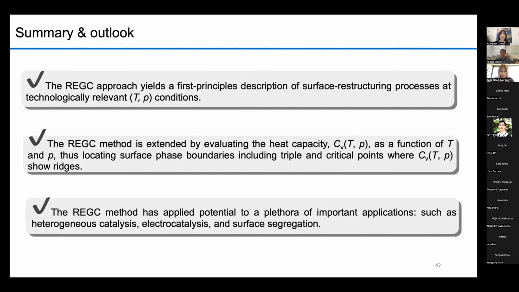And further, as an outlook, we are also developing this method to apply to more applications, such as heterogeneous catalysis, electrocatalysis, and surface irrigation.